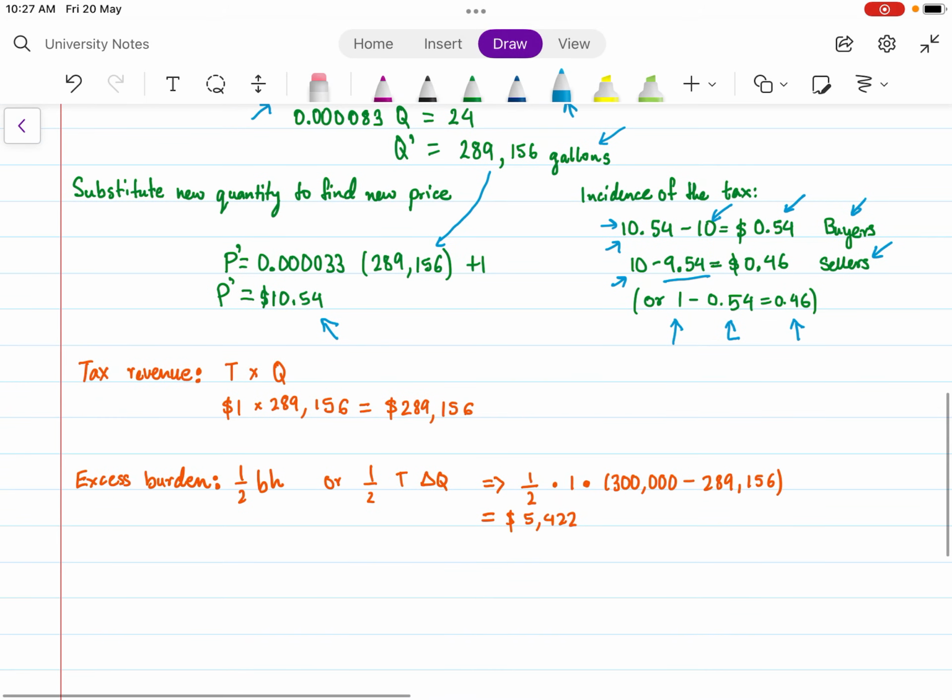To calculate the tax revenue, we take the tax amount and multiply it by the quantity. And here the tax is $1, and it is multiplied by 289,156. This gives us $289,156.